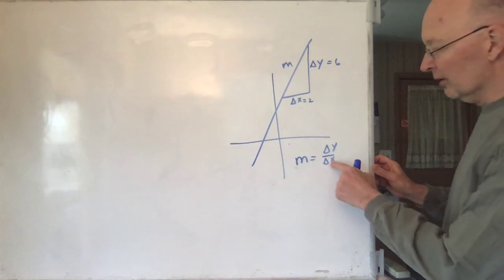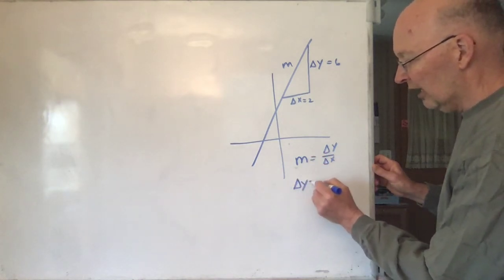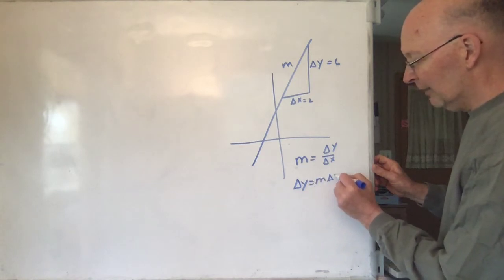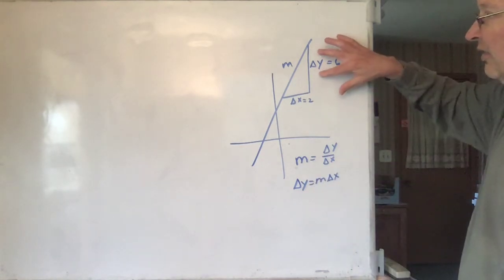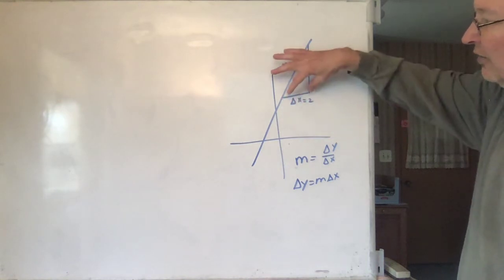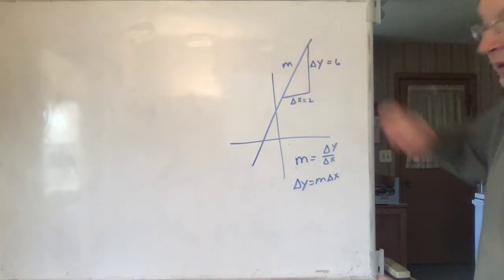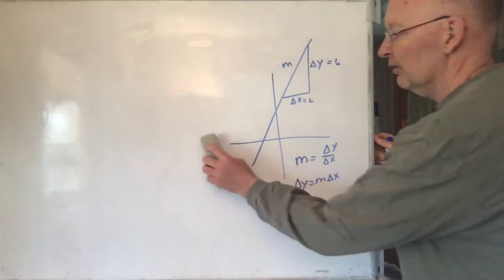Or if you want to, you can multiply through by the change in x and you get the change in y is equal to the slope times the change in x. Sure enough, 6 is equal to 2 times 3. So if you take this change and multiply it by the slope, you'll get that change right there. That's key to remember in everything we're going to be doing today.